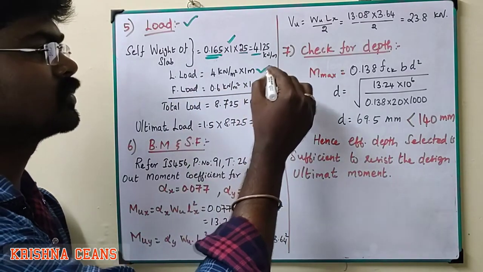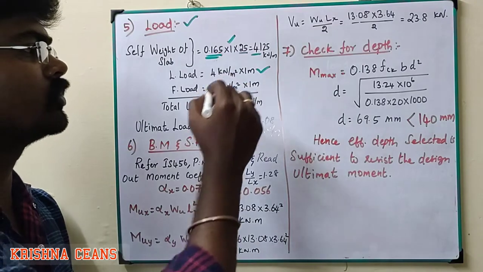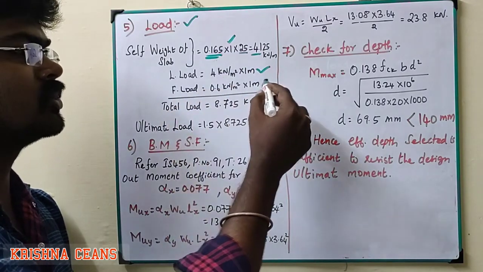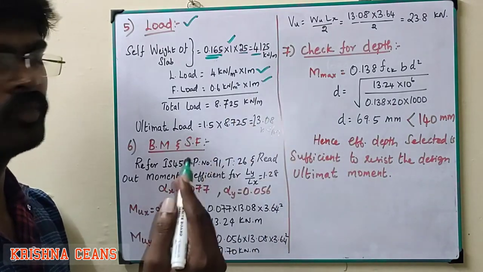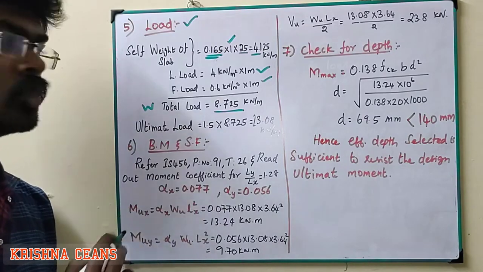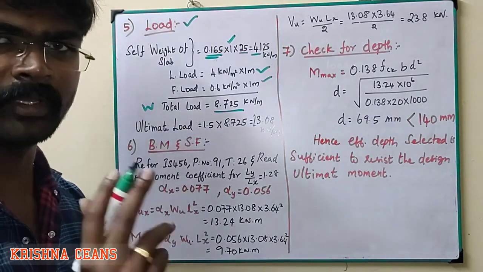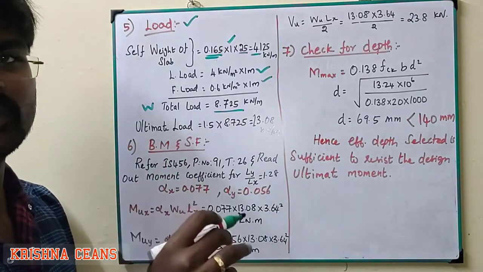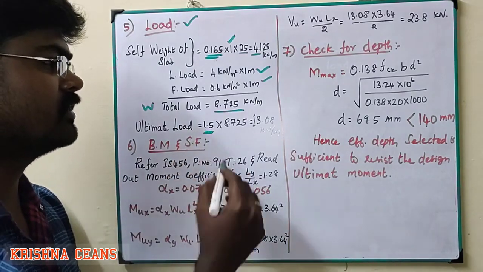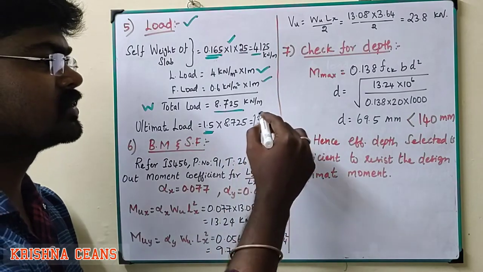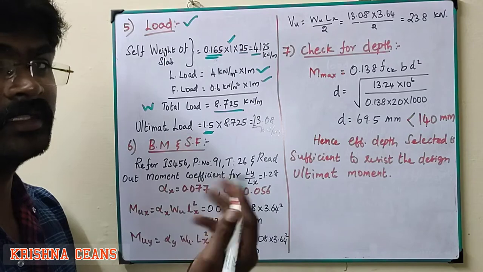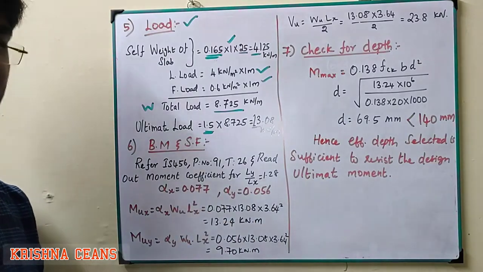Then live load, which is provided in the given data, 4 kN per meter square into 1 meter. Then floor finish load 0.6 kN per meter square into 1 meter. So the total load, which we call W, is 8.725 kN per meter. Whereas we need to find the ultimate load, so we multiply the factor of safety 1.5 into 8.725, which is equal to 13.08 kN per meter. So this is our ultimate load acting on the slab.